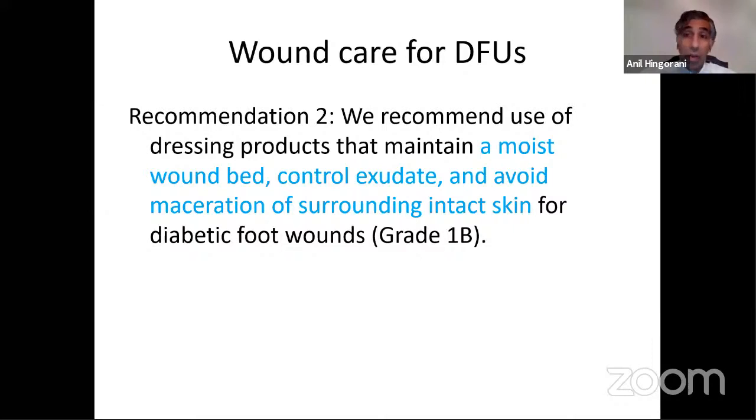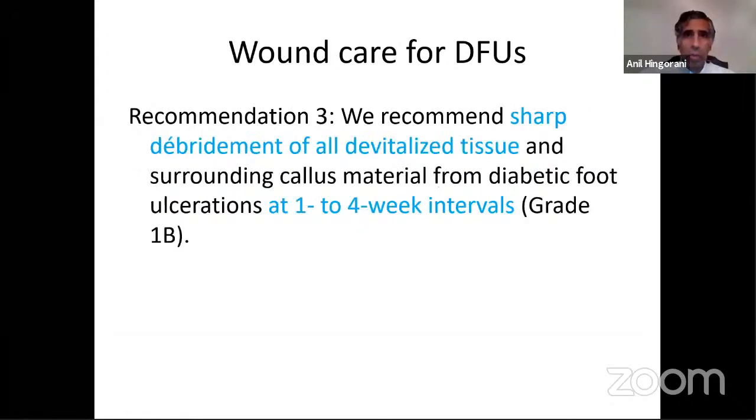So what do you do with the wound itself? We suggest a moist wound bed and dressings that control the exudate and avoid maceration of the surrounding intact skin is ideal. How do you obtain that, though, especially if standard wound care is not working? Well, first you need to debride all the devitalized necrotic tissue and the surrounding callus from the diabetic foot ulcerations and reevaluate it at 1 to 4 week intervals for more tissue that needs to be debrided.